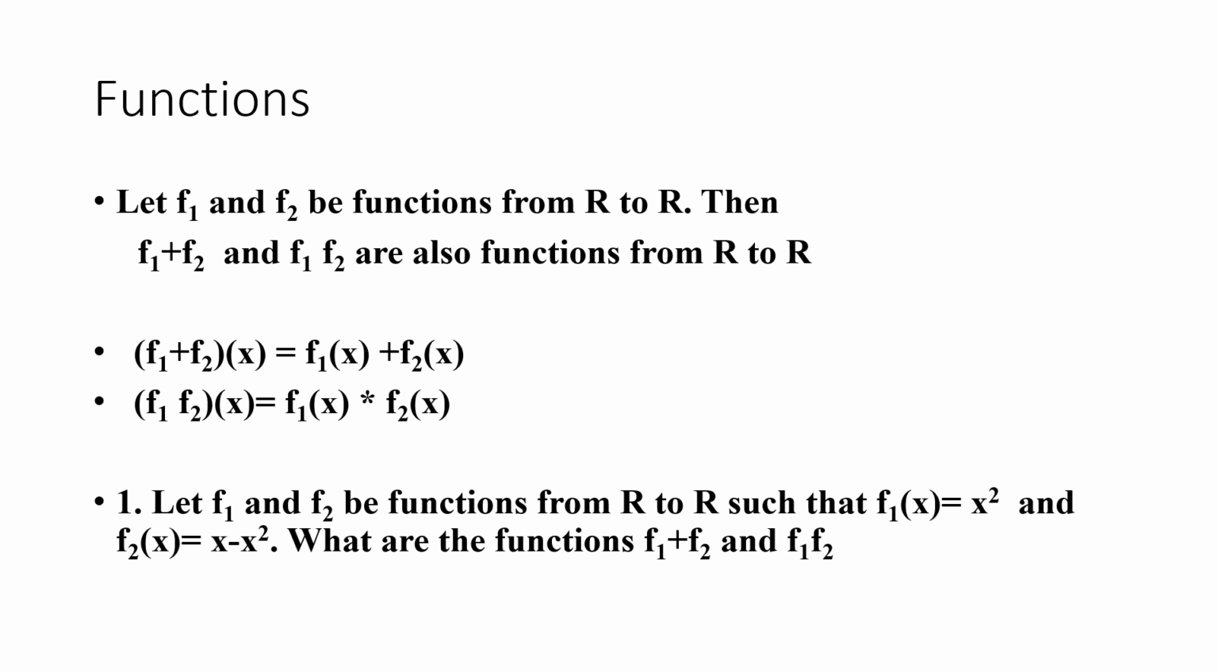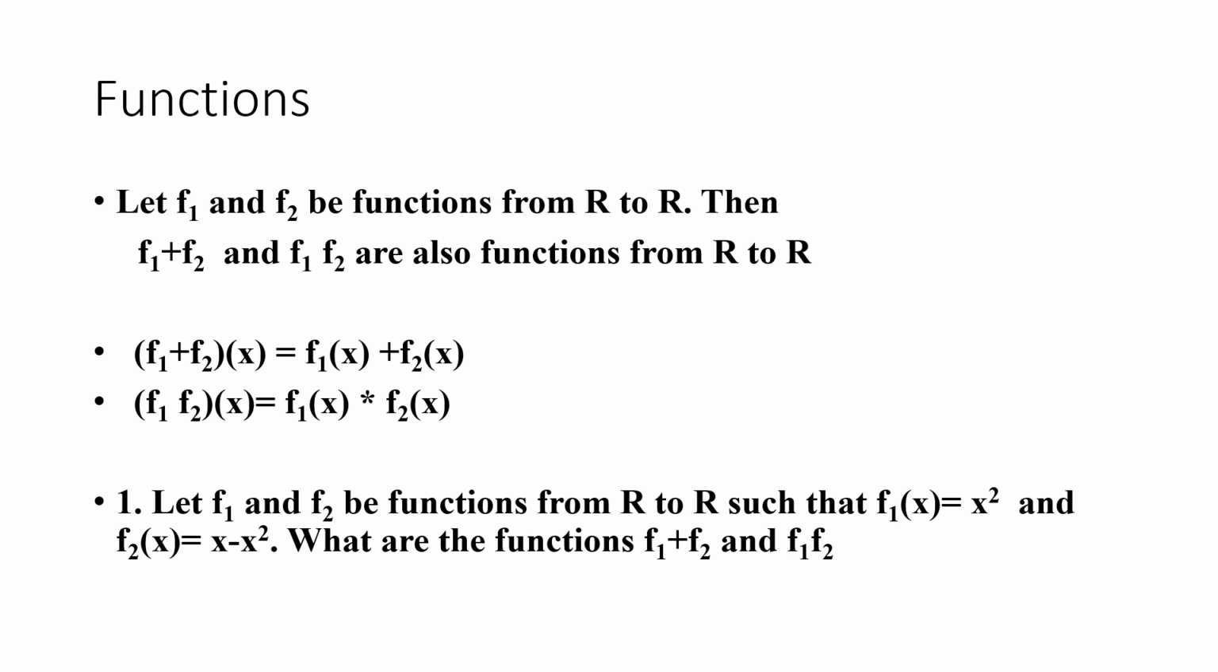Let f1 and f2 be two functions. f1 of x is given as x squared and f2 of x is given as x minus x squared. This means based on function f1, if we know the value of x, then using the equation f1 of x equal to x squared, we can find out the element to which x is mapped. x will be mapped to a value that is the square of x. According to f2 function, x will be mapped to a value x minus x squared.